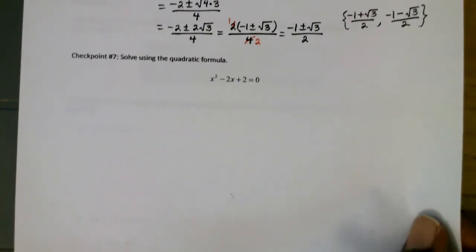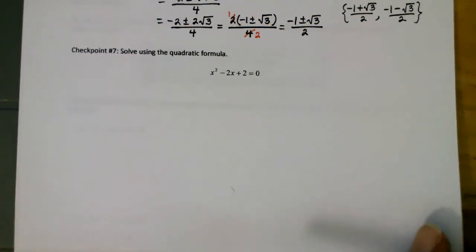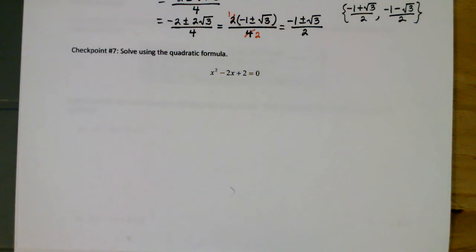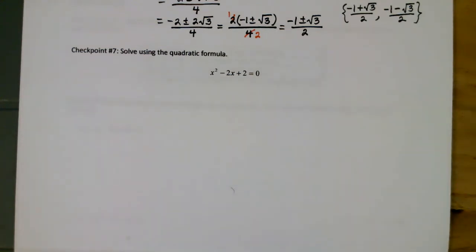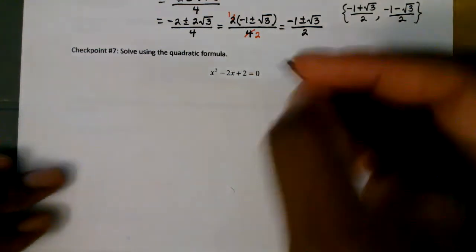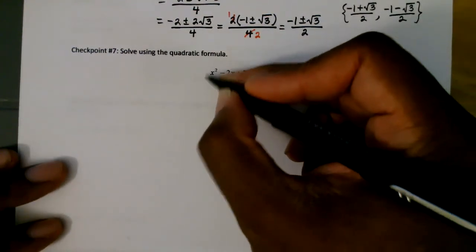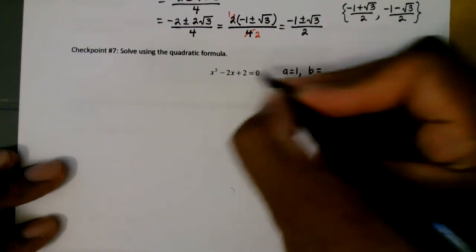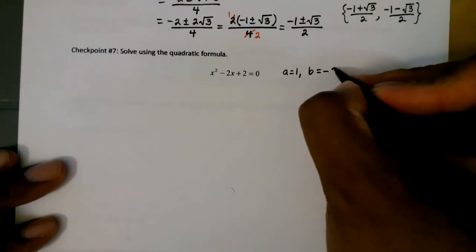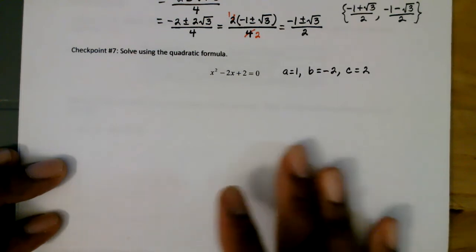And here's another example of that. Using the quadratic formula, we've got x squared minus 2x plus 2 is equal to 0. So we're going to solve this using the quadratic formula. All right, so now we have a 0 on one side, so that equation is in general form. So I can identify a, b, and c. A is the coefficient of my x squared term. That's the understood 1. B is the coefficient of x, negative 2. And c is the constant term, which is 2.